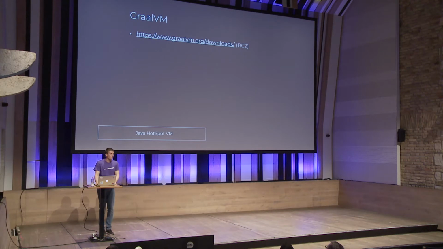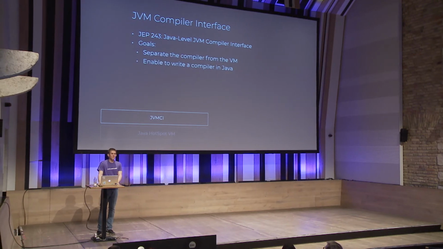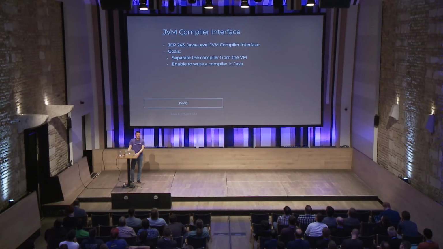If you download the GraalVM distribution from the website, basically you are downloading OpenJDK 8. But it comes with an extension called the JVM compiler interface. And this was a JDK enhancement proposal. The goal of this proposal was to separate the compiler from the VM. So now compiler engineers can write dynamic Java compilers in Java. Sounds like a lot of fun.